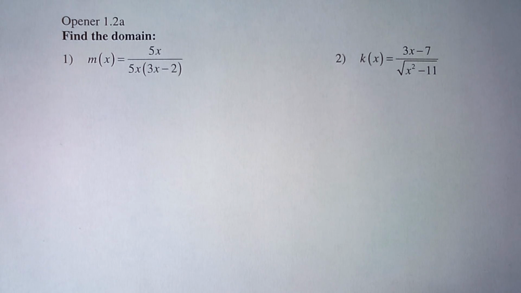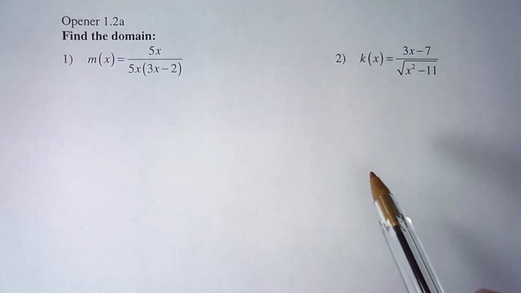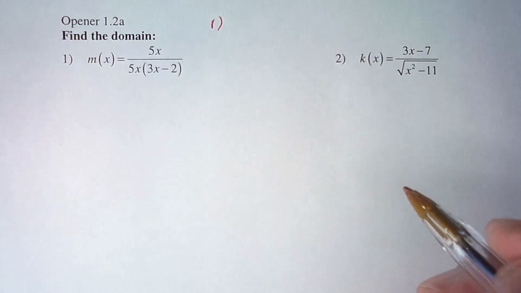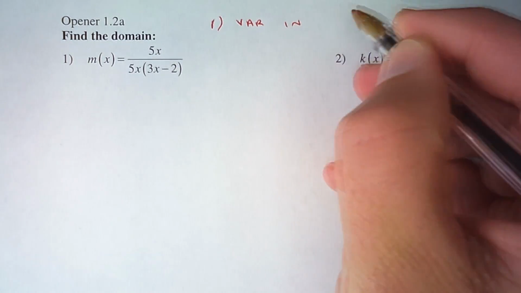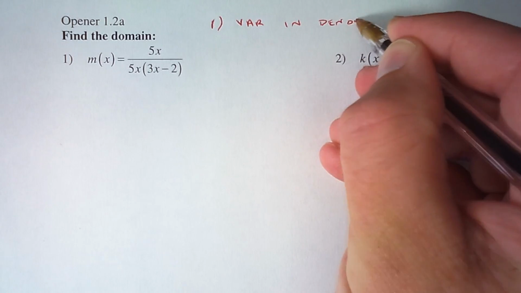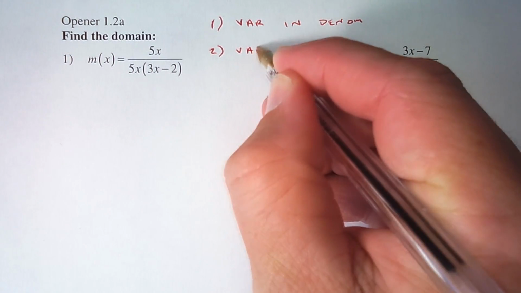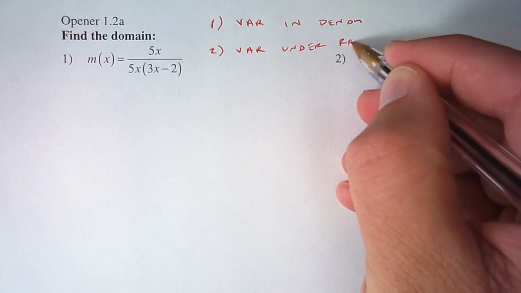Before we leave this lesson, I think it's important that we get a little bit more practice on domain. Domain is something that people tend to struggle on a little bit, so the more practice we can get, the better. So when we do domain, there's two things that we're looking for. One is a variable in a denominator. The second thing we're looking for is a variable under a radical.